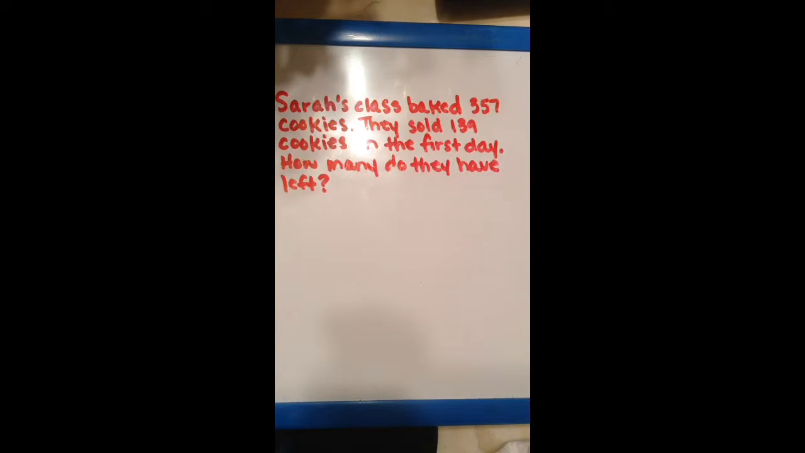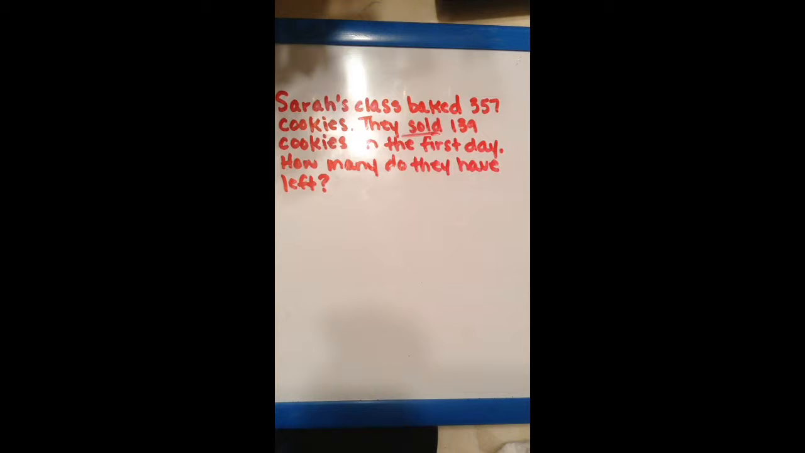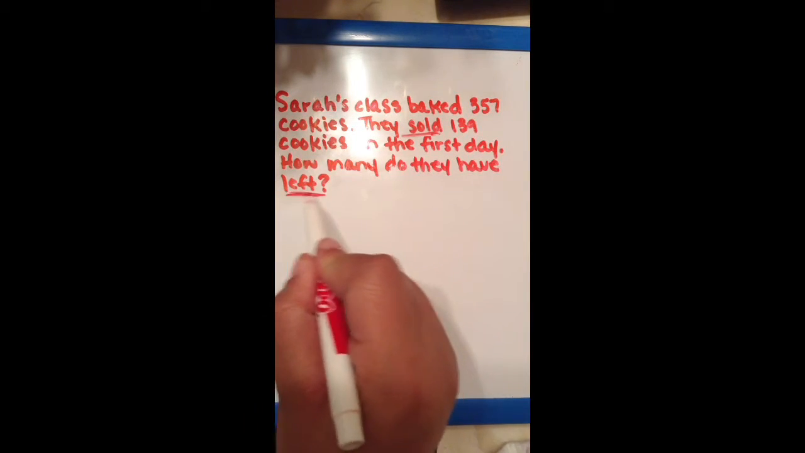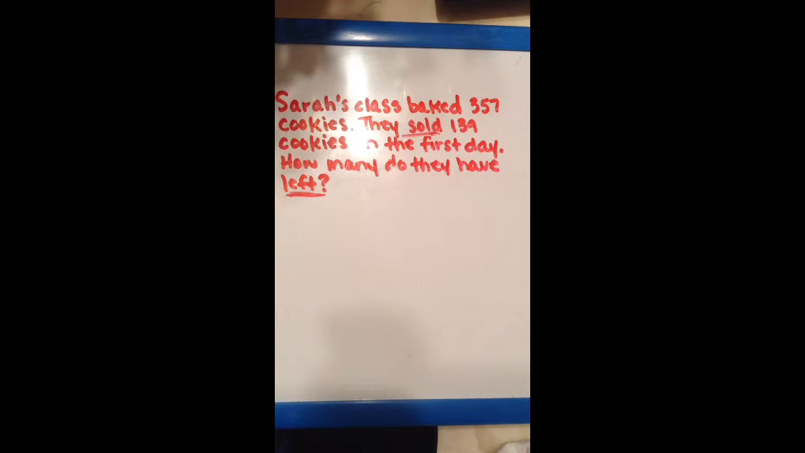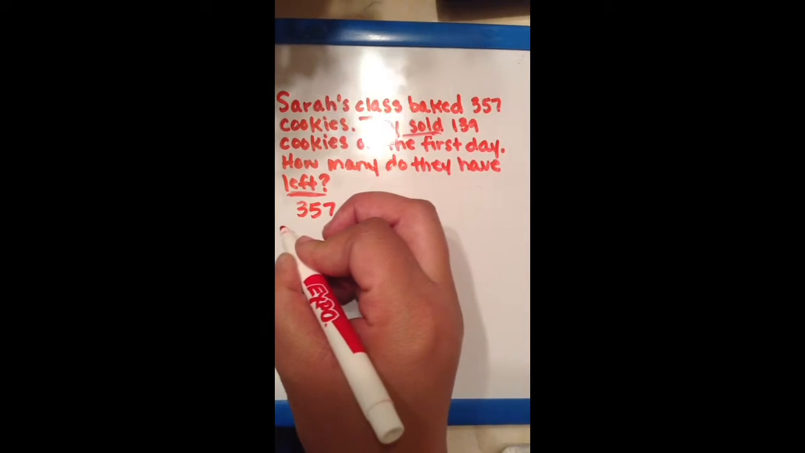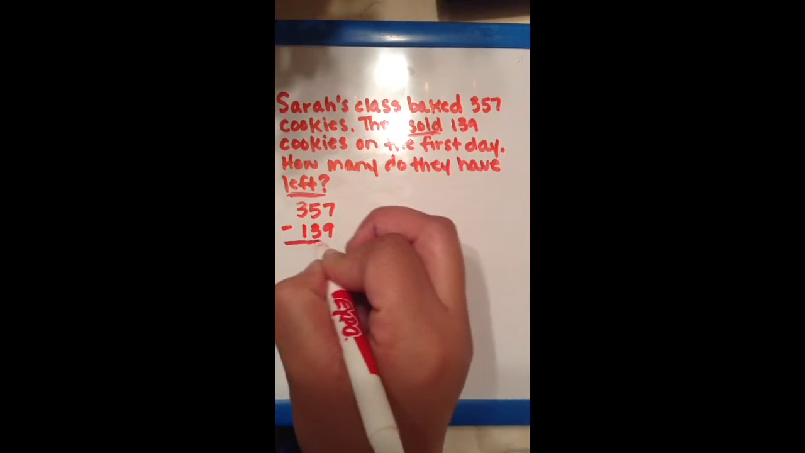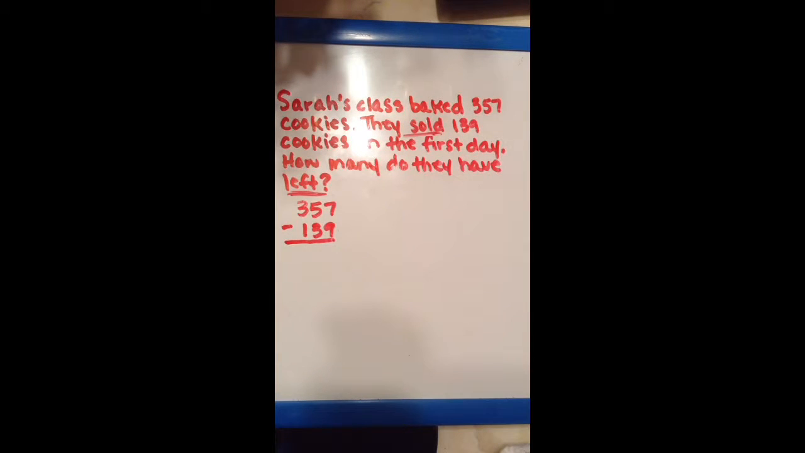First, we need to establish what our math sentence will be. We know that they started off with 357 cookies and they sold. That's a key word. Sold is a key word. That means they do not have it anymore. And it says, how many do they have left? What's left over? So what we know so far is that they are taking away. They began with 357 and they took away, because they sold, 139. So our sentence is 357 minus 139.